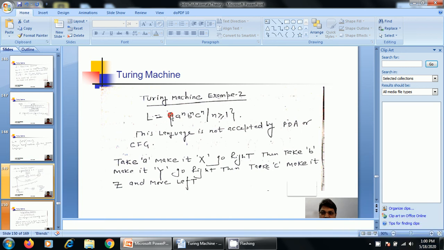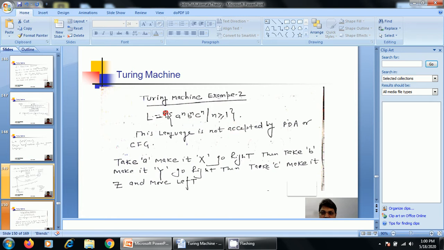Now see, the language L equals a power n, b power n, c power n, such that n is greater than or equal to 1. This language is given and the question is to construct a Turing machine. Design a Turing machine for this given language. And remember one thing, that for this language you cannot make a PDA. PDA cannot be constructed for this language. Remember it.